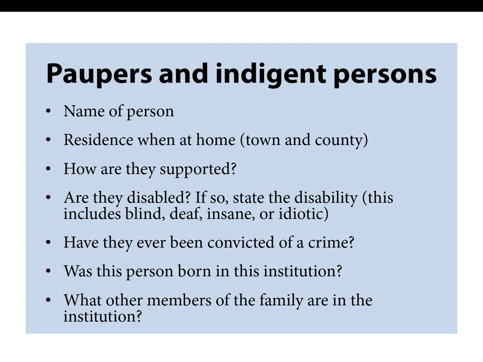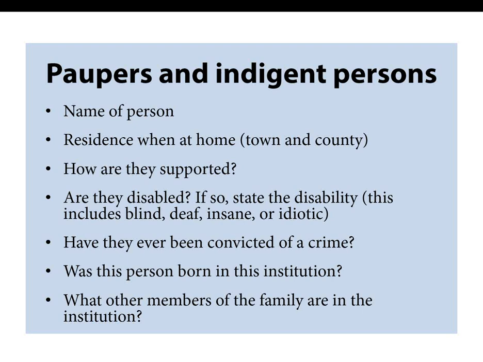Paupers and indigent persons, again, similar questions to what they were asking before: name, residence, when they usually live at home, and how they're supported. But now they're asking some additional questions that might not be appropriate, but they're asking if the person is disabled, and that would include whether they're blind, deaf, insane, idiotic, again, using the terms of the time.